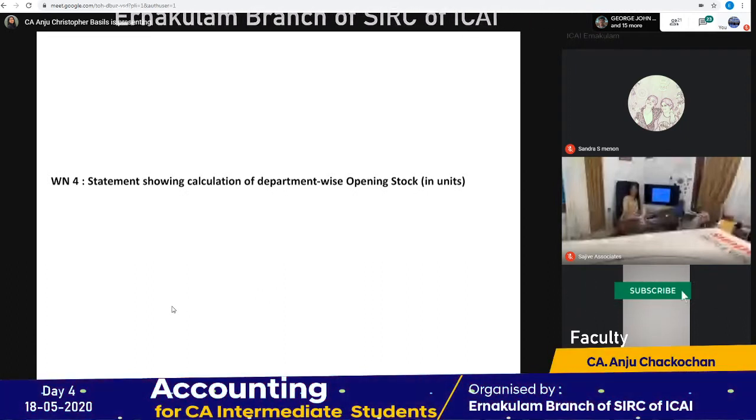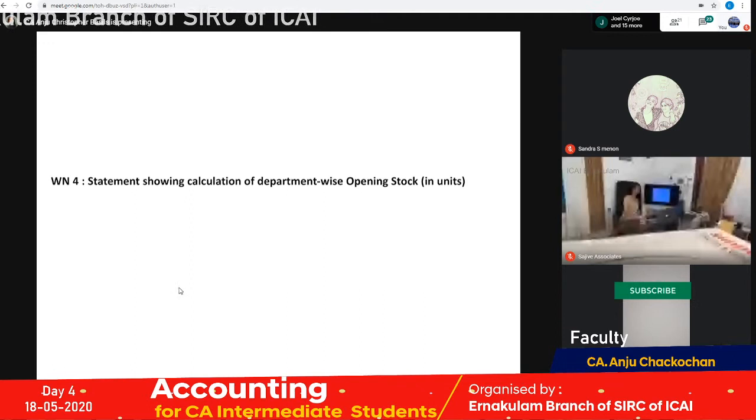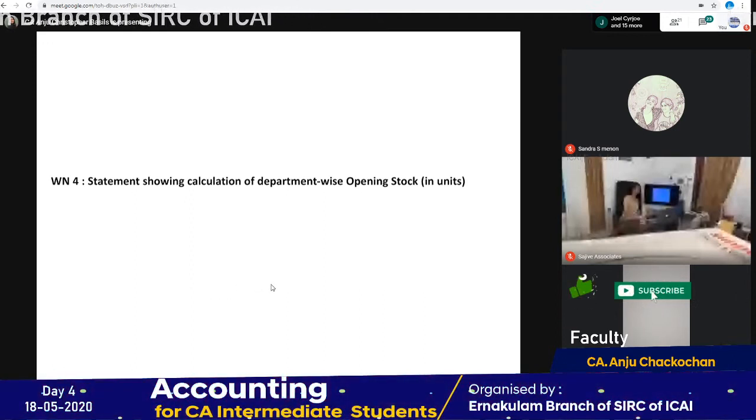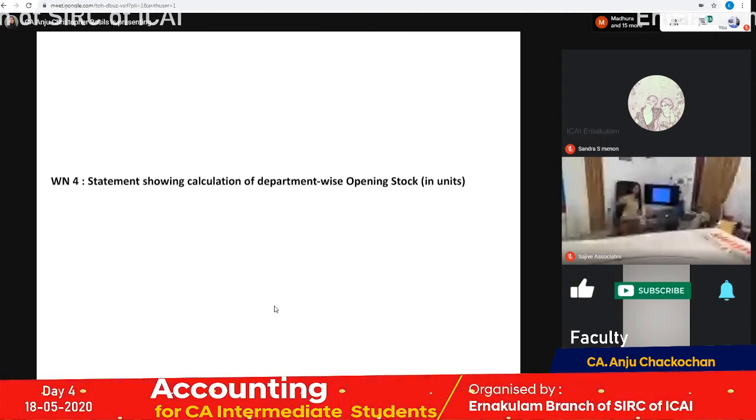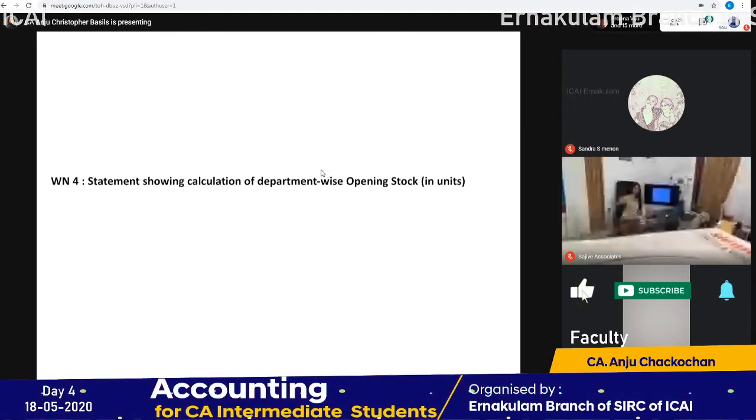Okay. So listen. Now next we are going to compute the opening stock in units. As we discussed in the previous class, the sales units is given, the closing stock units is given, the purchase units is given. We have learned from plus 2 that opening plus purchases minus closing, you get the sales. You just have to rearrange the formula, you get the opening stock. Yes or no?